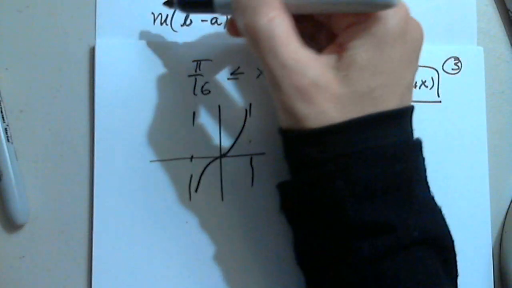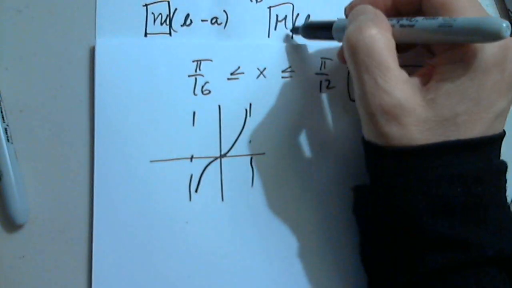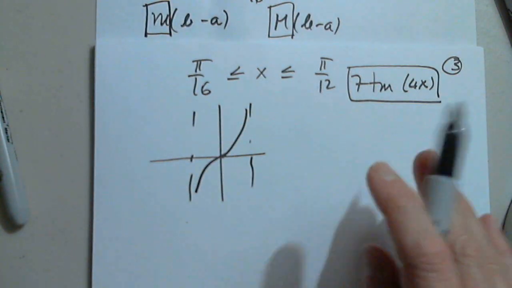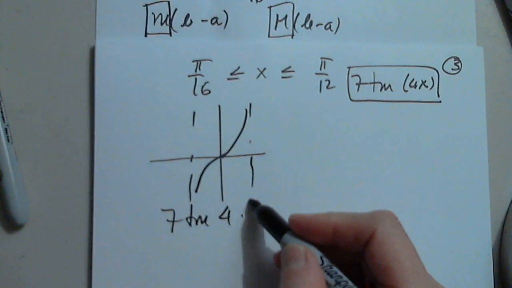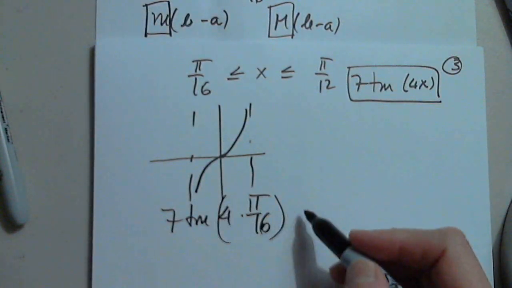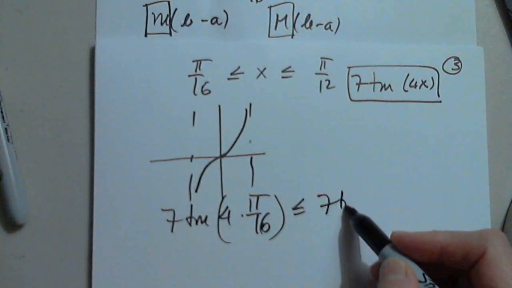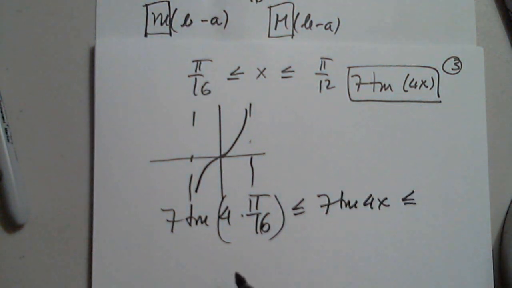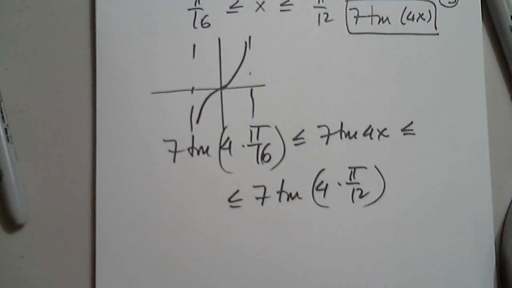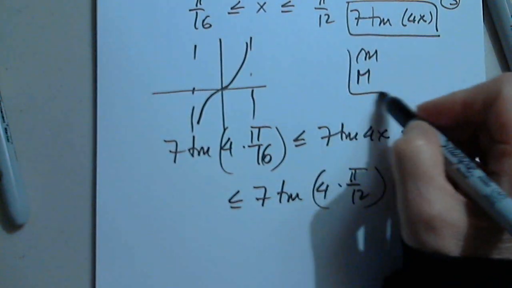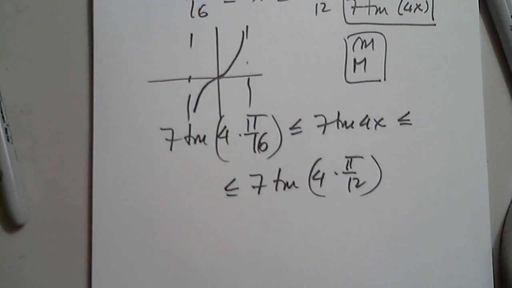Why am I doing this? Because I need to determine the lowercase m, and I need to determine the uppercase M. So I apply here 7 tangent 4 times pi over 16, which will be less than or equal to 7 tangent 4x, which will be less than or equal to 7 tangent 4 times pi over 12. That's the first step, because we want to find the lowercase m and the uppercase M.